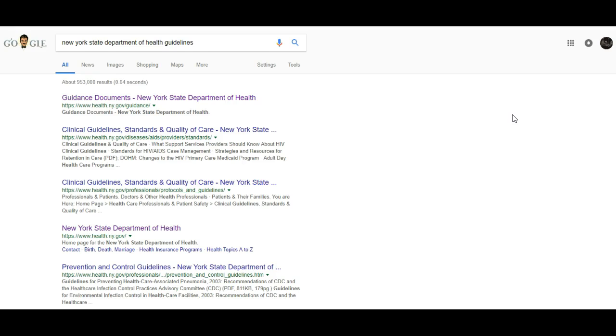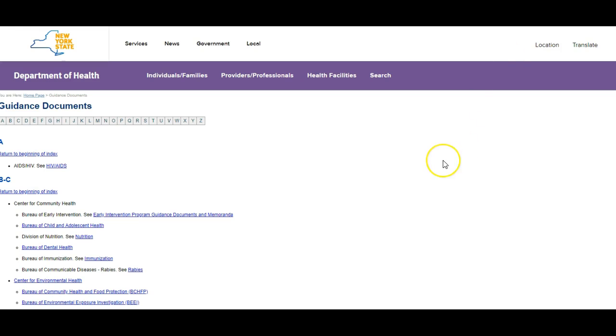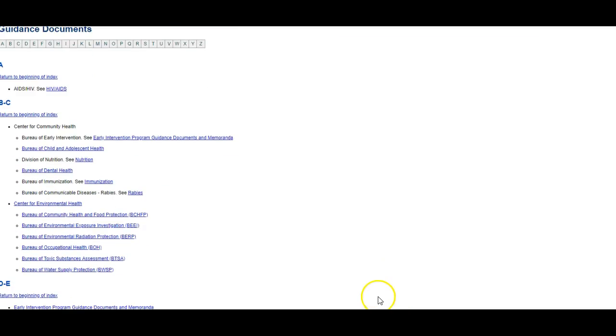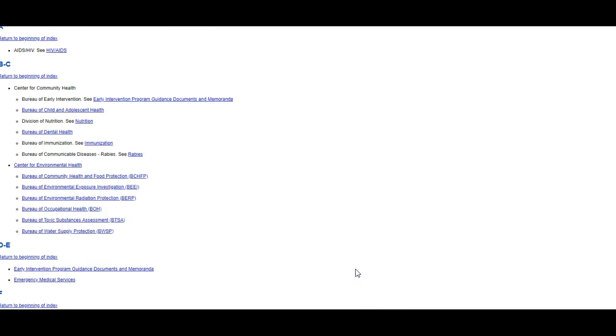And again, you can try to find them on the particular agency's website, or actually, as you can see, a Google search is pretty useful. And you can see the guidance documents for the Department of Health, since that's what I looked for. And again, you could do a site search. Remember that technique?